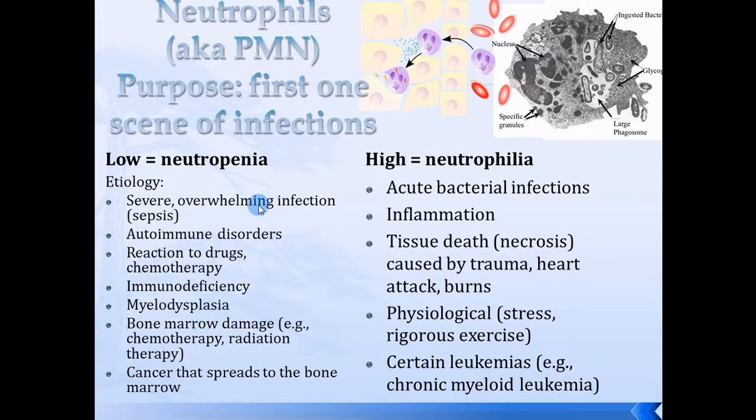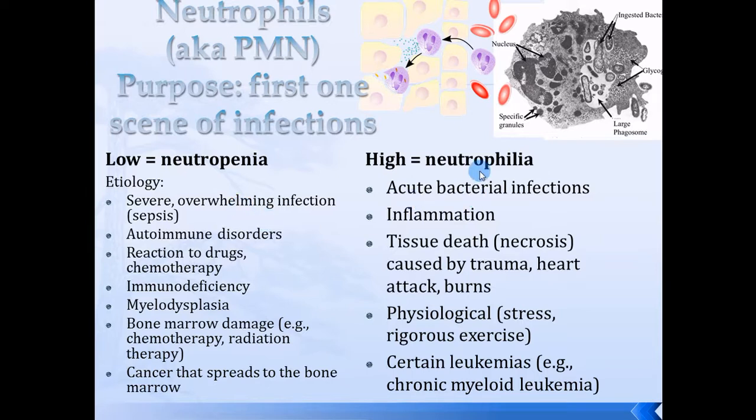Where are these things made? They're made in the bone marrow. If you have massive bone marrow damage, would you expect just the neutrophils to be low, though? Probably not. So this is something right here, the overwhelming infection kind of pinpoints at neutrophils.